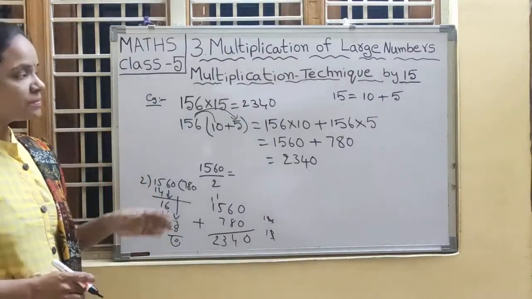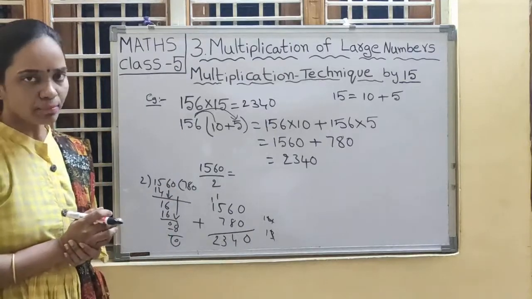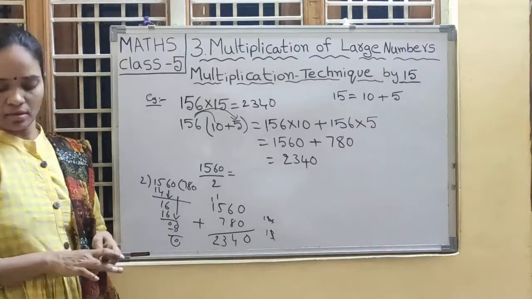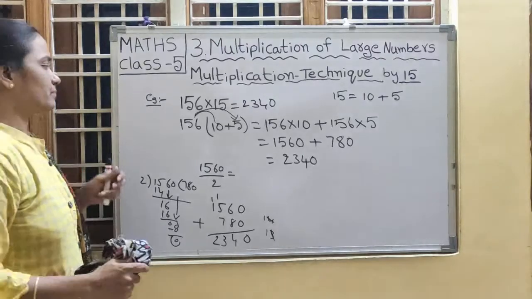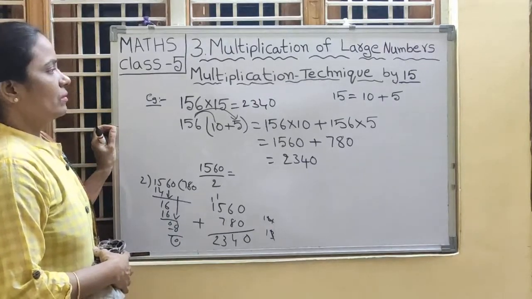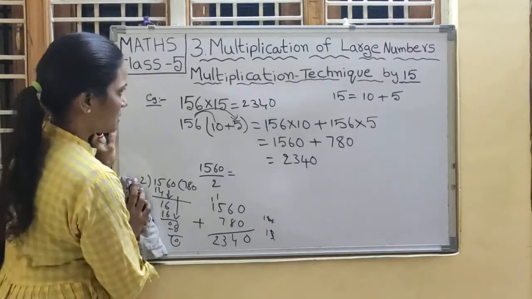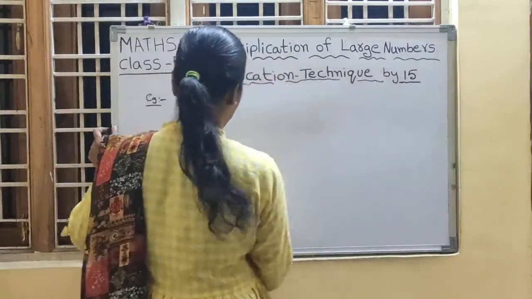Have you understood, children? Please note it down. Please practice, children. These kind of problems are very important. Please practice in your book. More and more you have to practice. Okay? Next is a multiplication technique by 99.